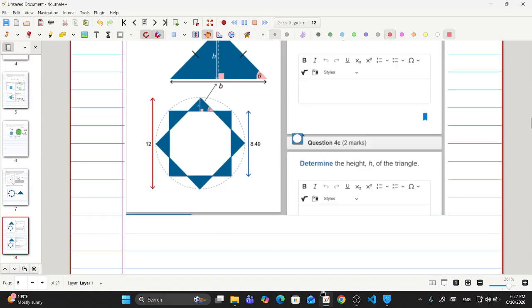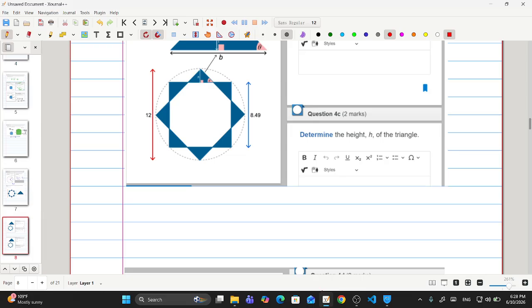Determine the height h. I think we just calculated that. That was 1.755. One thing that students might get confused about is why we did 2h: 2h plus 8.49 equals 12, right? This might have confused a few students. The reason was simple: initially this triangle that we can see was a part of the square, so it had to be unfolded twice.